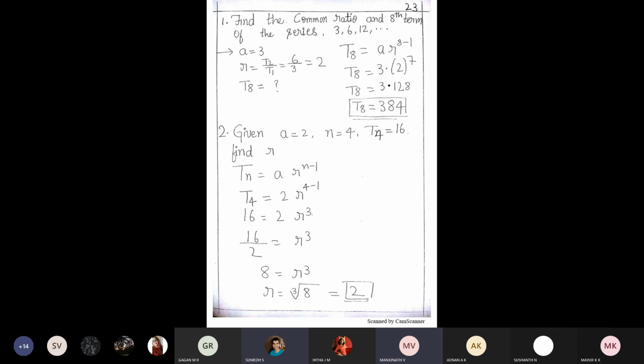Sir, so basically here D is R. In the arithmetic series we call it the common difference. Here we call it the common ratio. Got it, sir. R is equal to the common ratio.